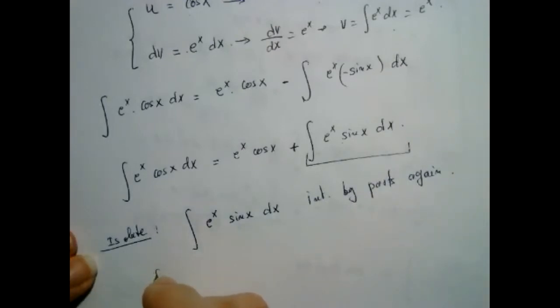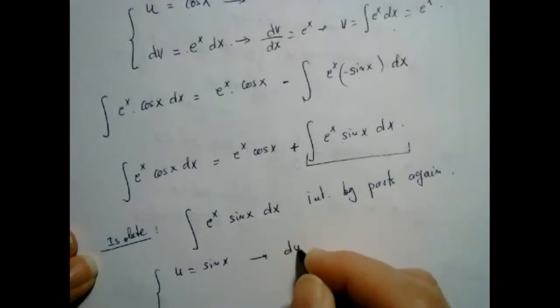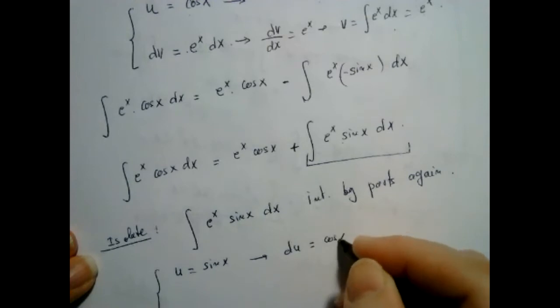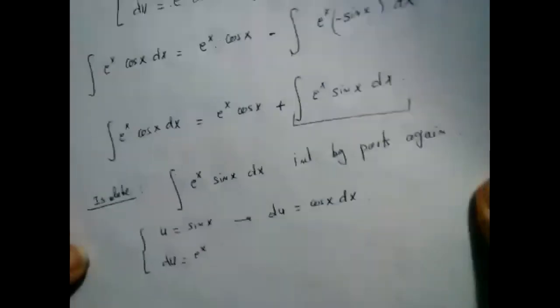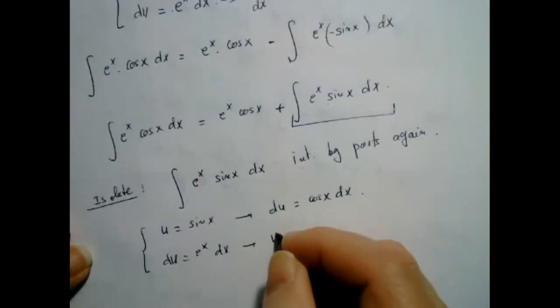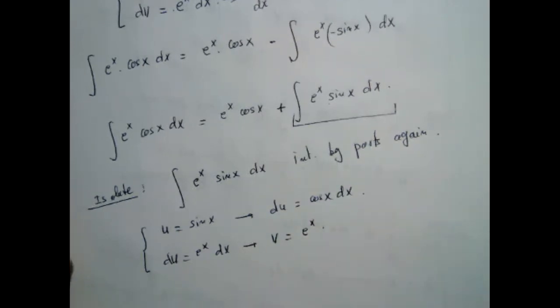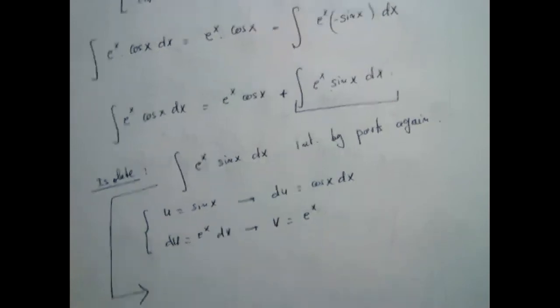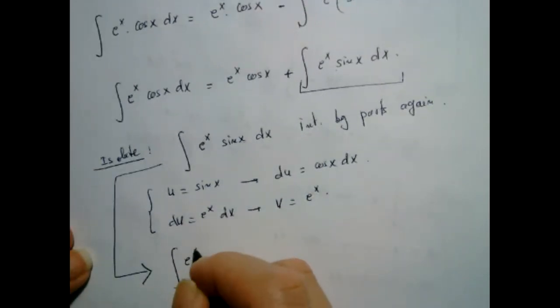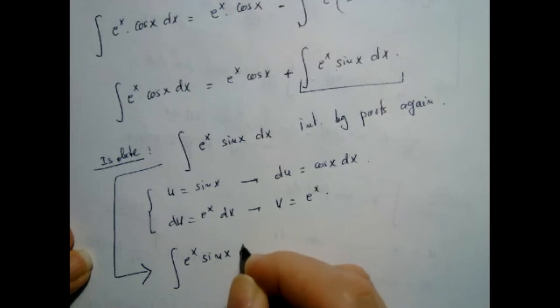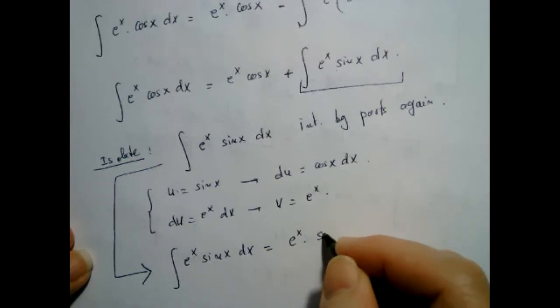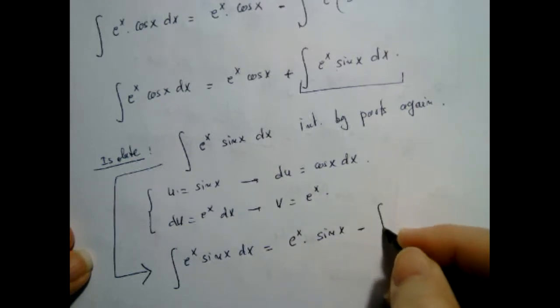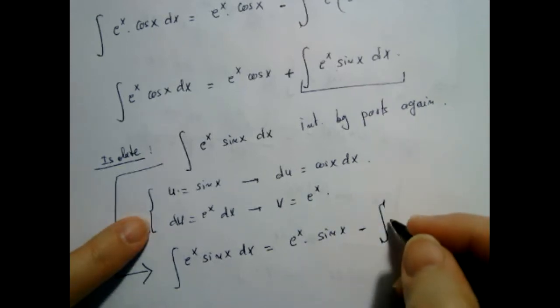Okay. And I'm going to make the same choice. I'm going to put u to be sine x, not the same choice, but the same type. The du is cosine x dx. And I'm going to put dv to be e to the x dx. v is e to the x. And the integral of e to the x sine x dx would be uv minus the integral of v du.